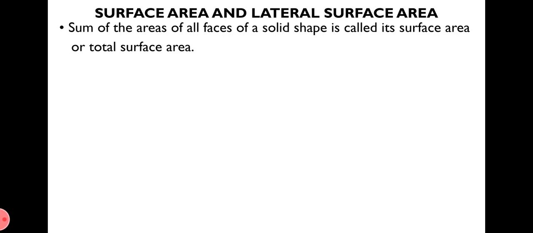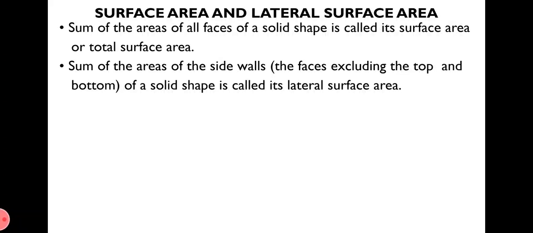So we count the areas here, we add all the areas of all the faces, because faces are all made up of 2D shapes. So the sum of the area of all faces of a solid shape is called its surface area or total surface area. And now what is lateral surface area? Sum of the areas of the side walls, that is excluding the top and bottom faces.